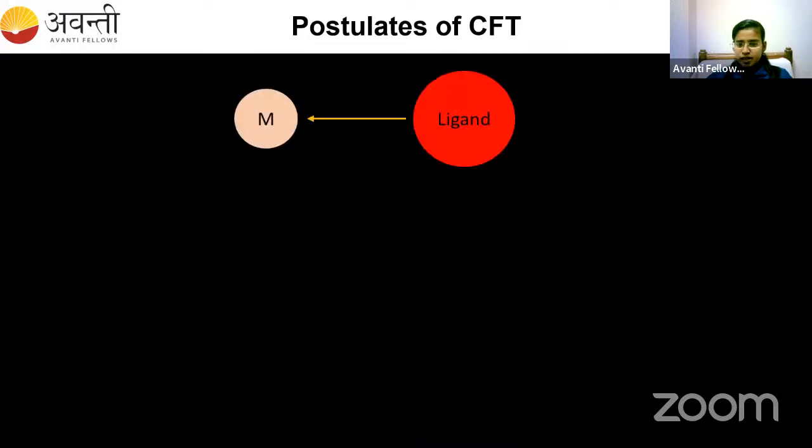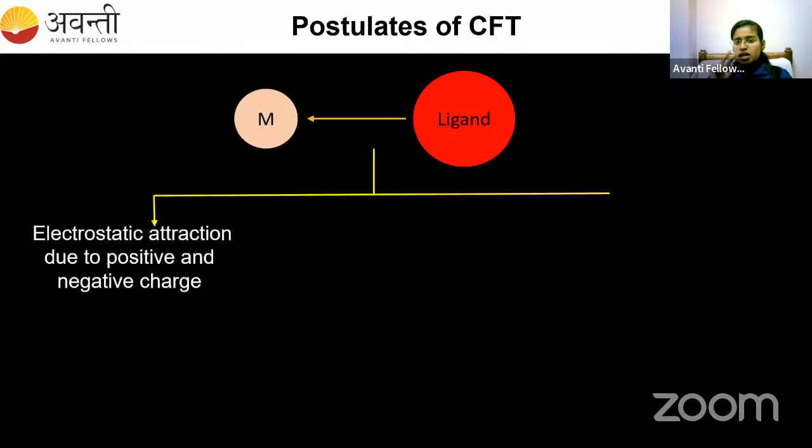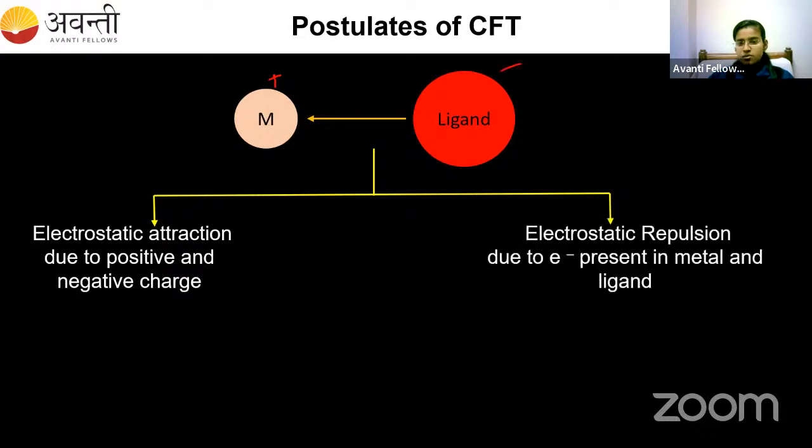Now coming to the third thing. We have the metal and the ligand, and the ligand is donating electrons to the metal. So there are two things happening here. One is electrostatic attraction due to positive and negative charge. Metal is having the positive charge and ligand will have the negative charge, so there will be attraction. At the same time, we will also have repulsion because of the electrons present in the metal and the ligand. There is some attractive force between these two, and also some repulsive force between the electrons present inside the metal, since metal orbitals will also have some electrons. That electron will repel with the electrons present in the ligand.